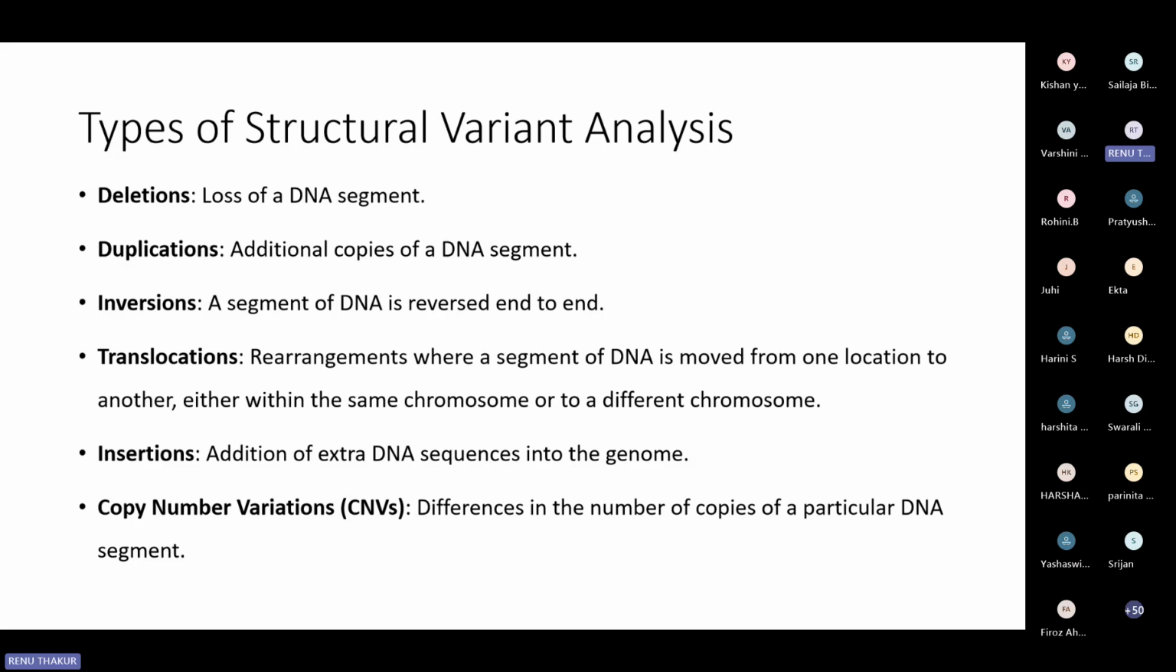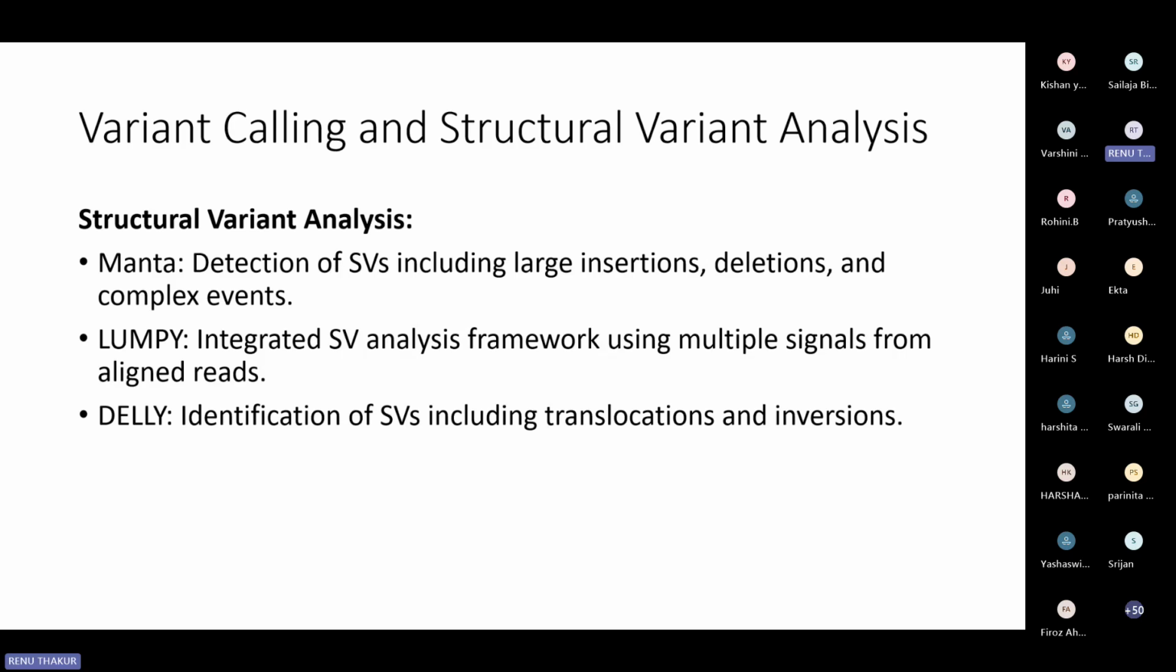And insertion, you all know about it, is the addition of an extra DNA sequence into the genome. Or copy number variation is a difference in the number of copies of a particular DNA sequence. So these are the structural variants you should take into account when you are doing this NGS data analysis. Okay, so for structural variant calling analysis, what are the tools we can use?